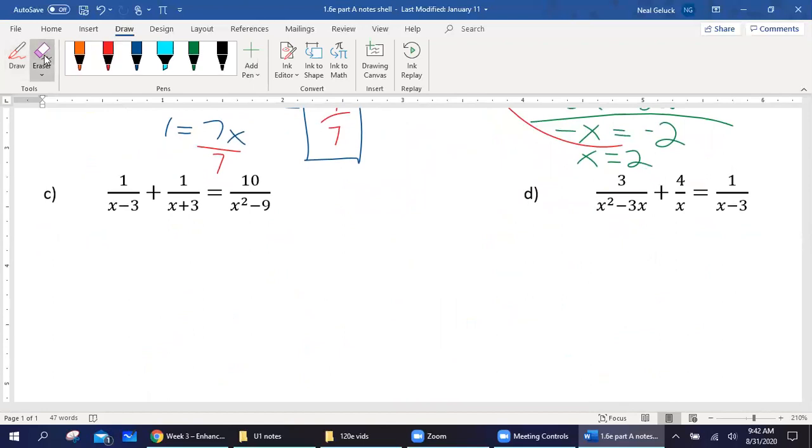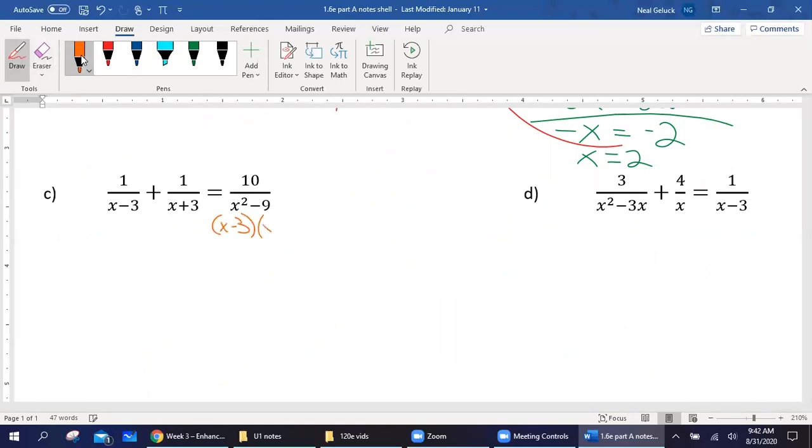For letter C, okay, I've got to figure out the least common denominator. Obviously, there's a lot more going on here. It's always good practice, if you see something that can factor, to factor it. X squared minus 9 factors into, conveniently, x minus 3, x plus 3. So looking at my denominators, my least common denominator is going to be x minus 3, x plus 3. That covers all the denominators.